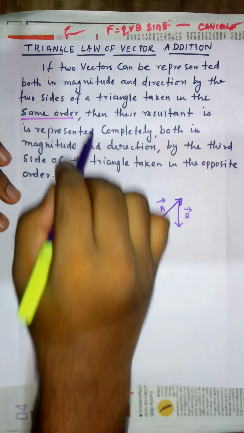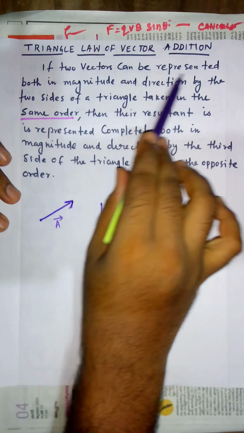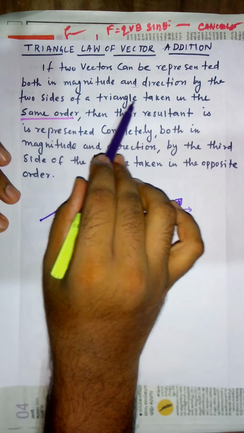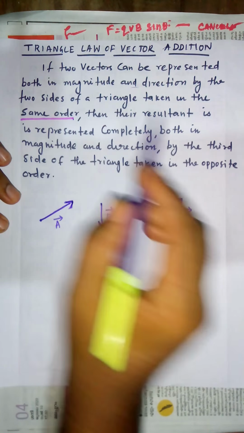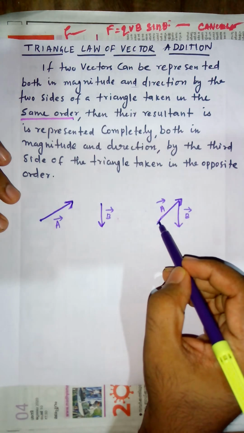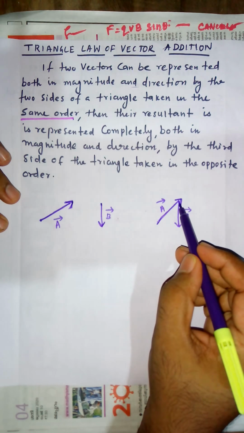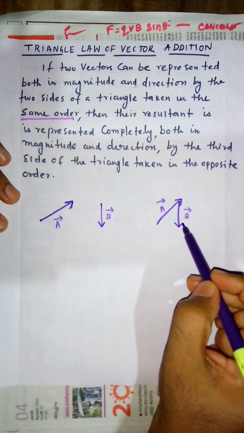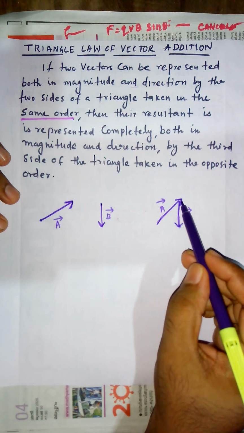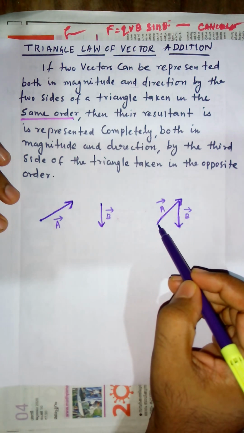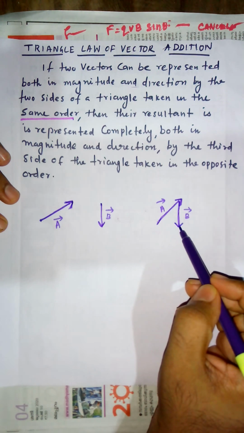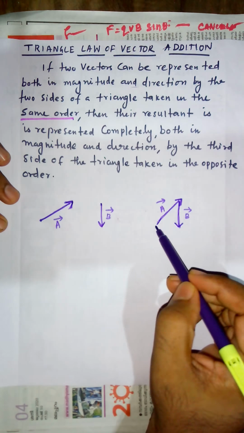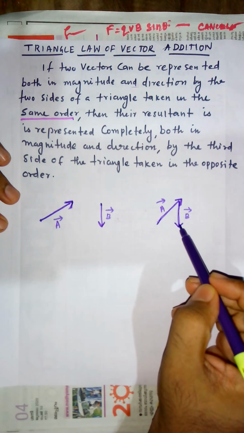See how much of this definition we have completed now. If two vectors can be represented both in magnitude and direction by the two sides of a triangle taken in the same order, what is that same order? See, this is the direction of the first vector and this is the direction of the second vector B. So in the same order, the direction is continuing. The direction of B is like a continuation of the direction of A, right? That is the meaning of same order.